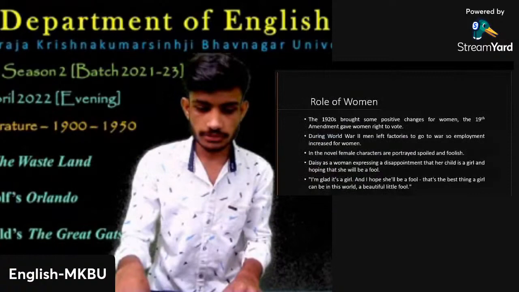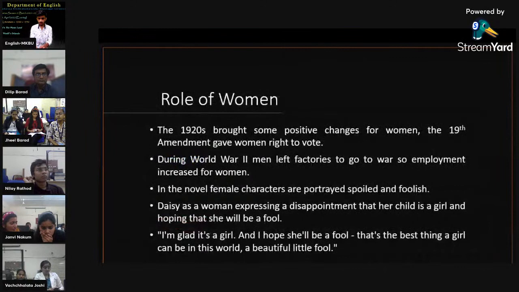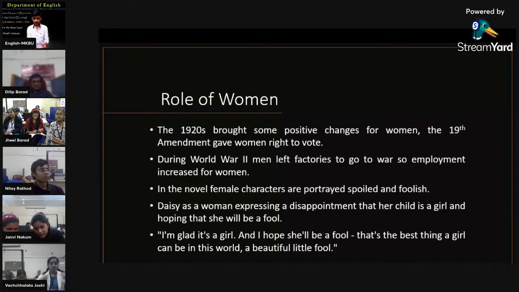Role of women. 1920 brought some positive changes for women. Before that, it was believed that women were only supposed to be in the kitchen and home, and not supposed to work outside or anywhere. Like in Waiting for God, the boy is minding sheep and another is minding goats, so it is like women should mind children. During World War II, men left factories to go to war, so the employment for women increased.